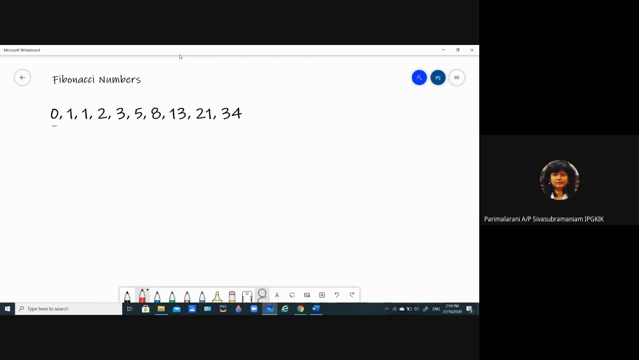Anybody knows what's the pattern here? First number, 0. Second number, 1. So 0 plus 1 equals to? 1. 1 plus 1 equals to 2. 2 plus 1 equals to 3, and so on. Yes. So 1 plus 2 is equals to 3 and so forth. So that means when we have a number, we add the two numbers before it gives you that number.